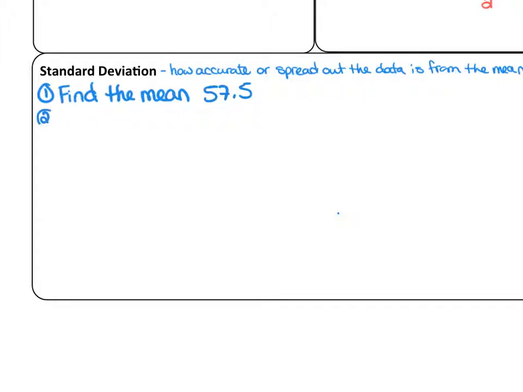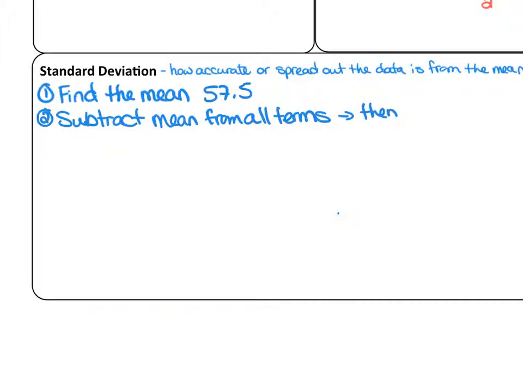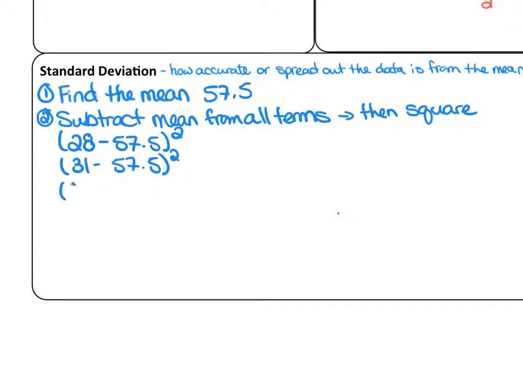The second step, you're going to subtract the mean from all terms. And then you're going to square each answer. So I'll do the first one just to show you. We have 28 was our first term, minus 57.5, and we're going to square it. And then we'll do it to the next one, and then square it. So you're going to do that for every single term.